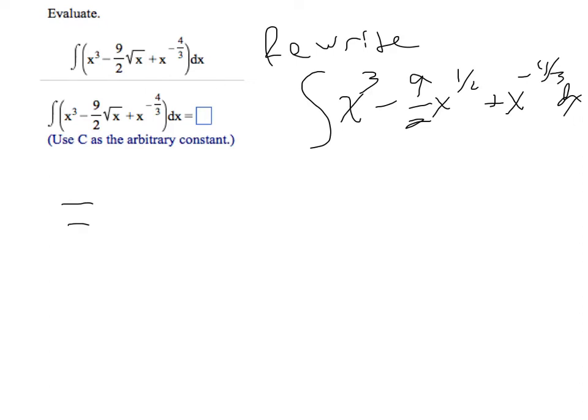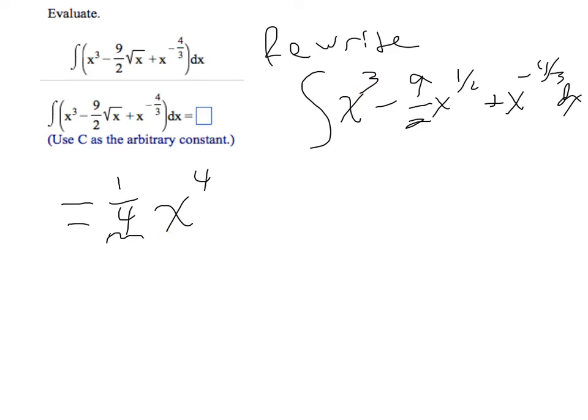So here's how I use the power rule. I leave myself a space. And I take my power of x and I raise the power by 1. So x to the 4th. And then I go back and say the number that goes here should be the reciprocal of this number. So if that's the number 4, the reciprocal of that is 1/4. And so the antiderivative of x cubed is 1/4 x to the 4th.